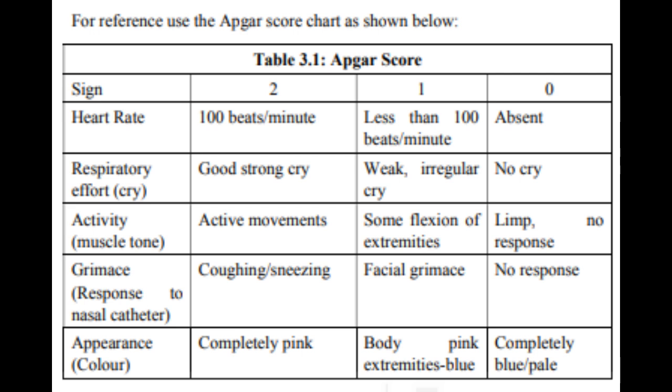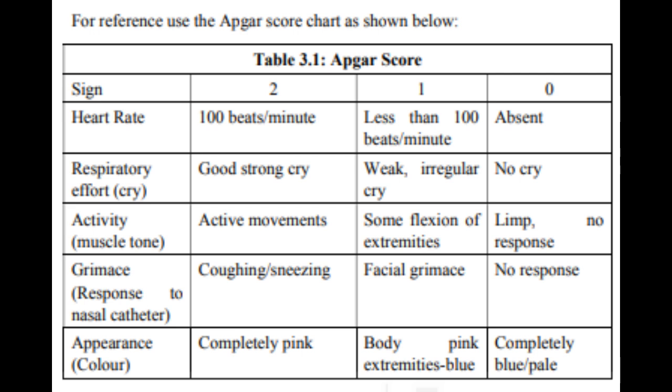II. You need to check the respiratory rate, heart rate, appearance and activity of the neonate. We shall review here the APGAR scoring system in order to get a quick visual inspection of the neonate to help him to establish respiration. III. Record the APGAR score of the neonate at 1 minute and 5 minutes after birth. For reference, use the APGAR score chart as shown below. Table 3.1, APGAR score. Look at the screen.